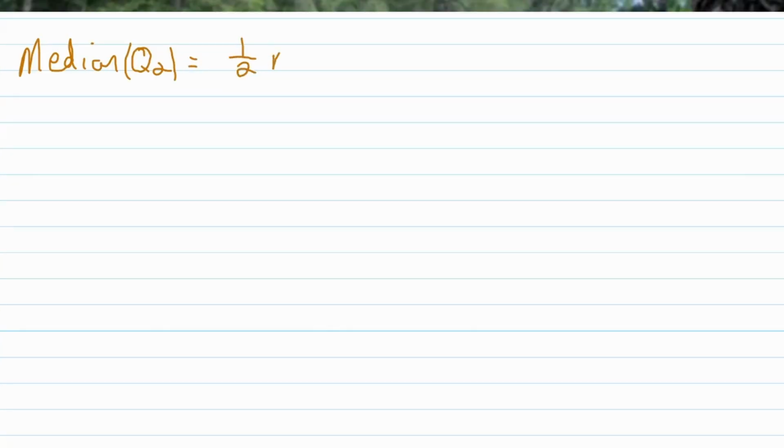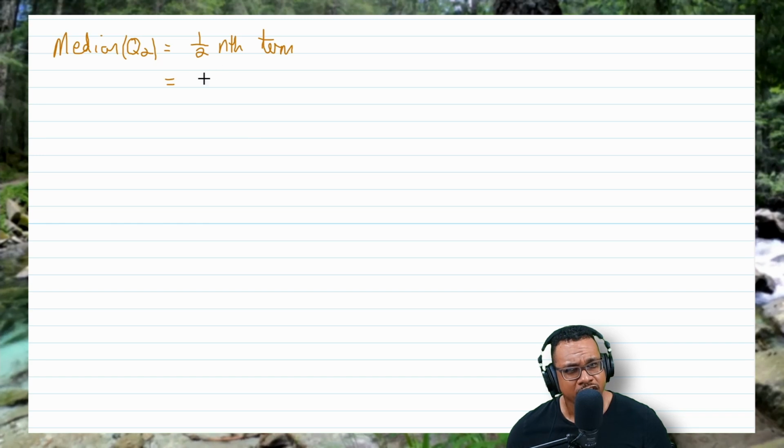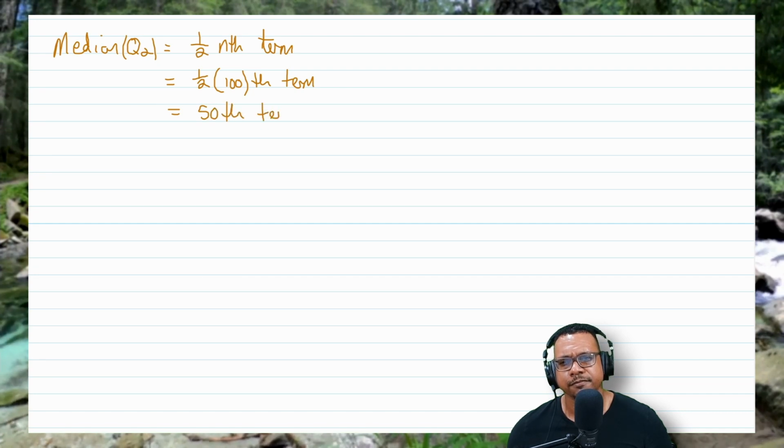So I'll put that my median, which is Q2, is equal to half the nth term. And remember, n was 100. So a half of the 100th term, which would be the 50th term, because we all know a half of 100 is 50.